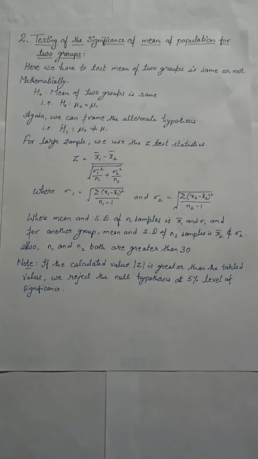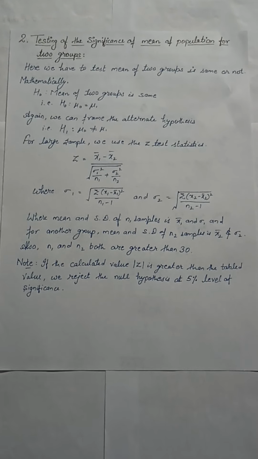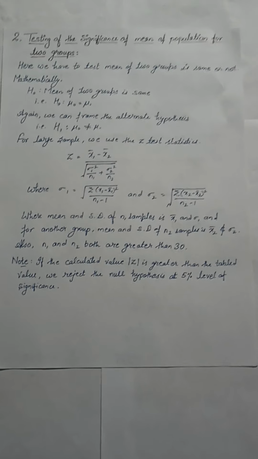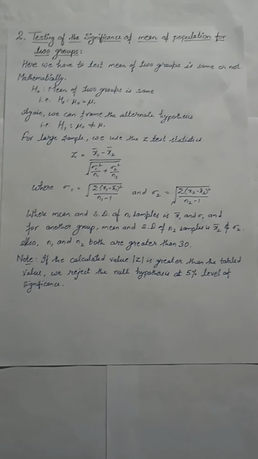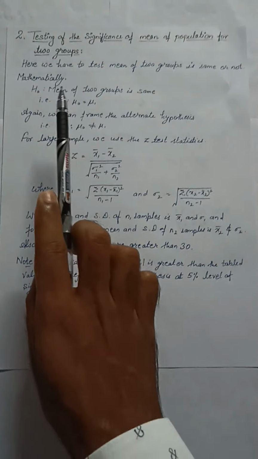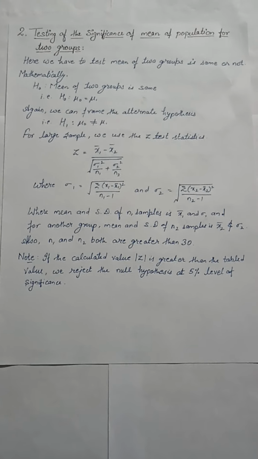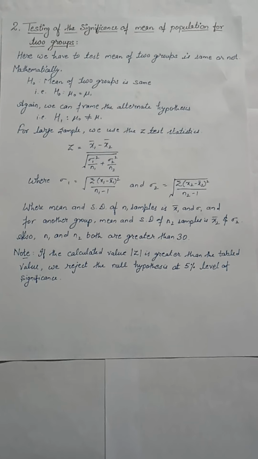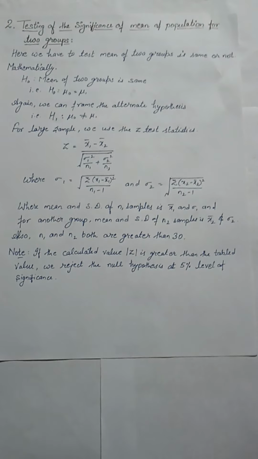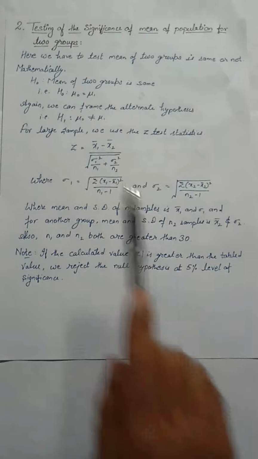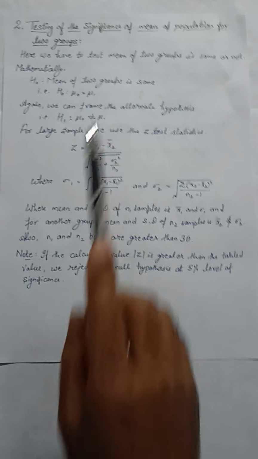So mathematically we have to just consider one null hypothesis, that is H naught: mean of two groups is same. That we can say H naught is such that mu naught is equals to mu 1. Now against this we will frame one alternative hypothesis which will be saying that H1 is such that mu naught is not equal to mu 1.